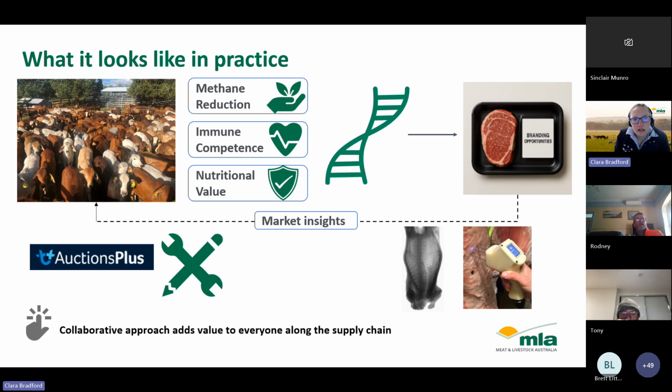The other thing that allows is the ability to also validate those new technologies that we're talking about, to help underpin how that data flows back through the supply chain, and also ultimately helping improve market compliance of the product all the way through. Additionally, it also provides the ability to have those genetic credentials follow those animals for life. As an example, we could have genetic tools so that every lot that's sold on Auctions Plus has a descriptor of genetic merit either at a mob level or an individual animal level. So it really demonstrates that a collaborative approach adds value to everyone along the supply chain.